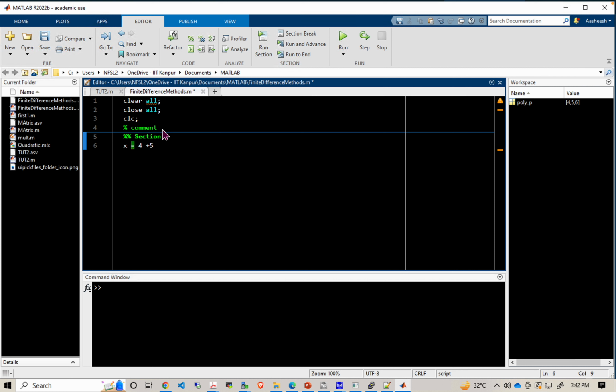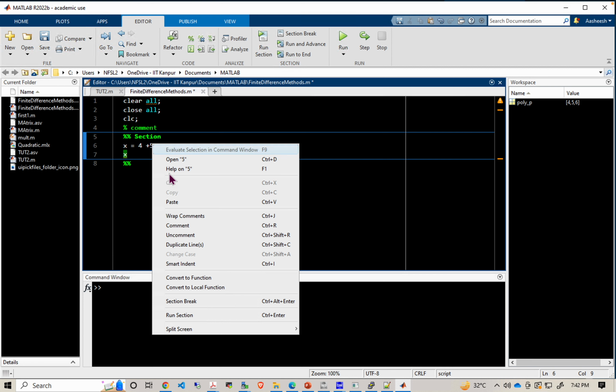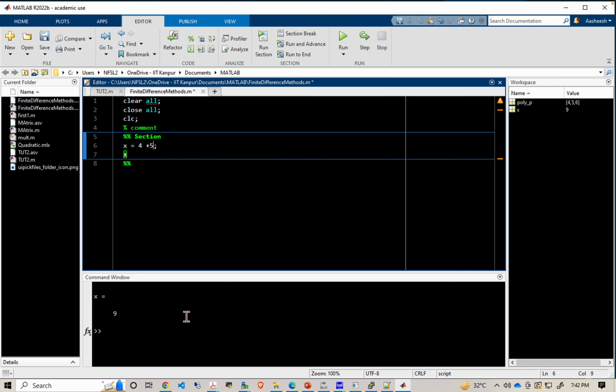Okay, and you need to print x, and this section ends here. You just need to run this section and find the value of x. So I will just click run this section, and this will give me the x value only. This will not clear or close anything, it just runs this section, nothing else.